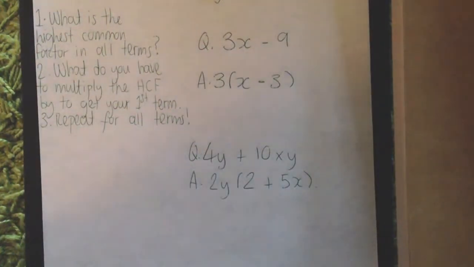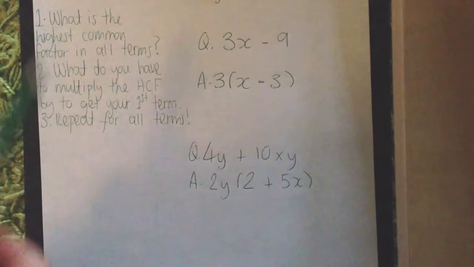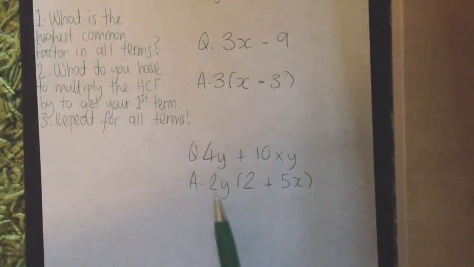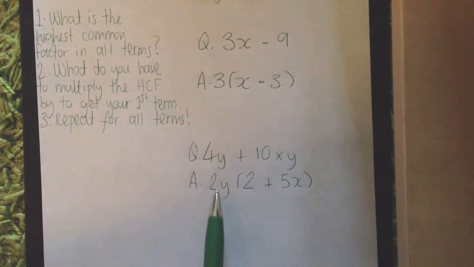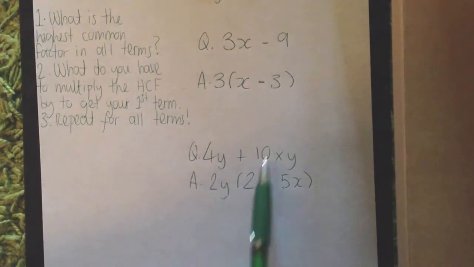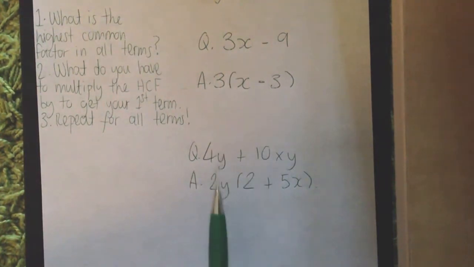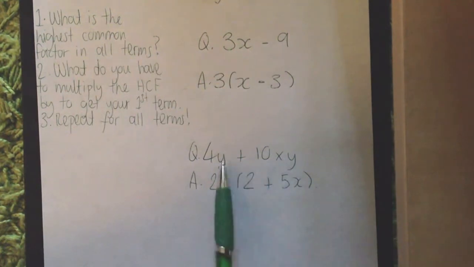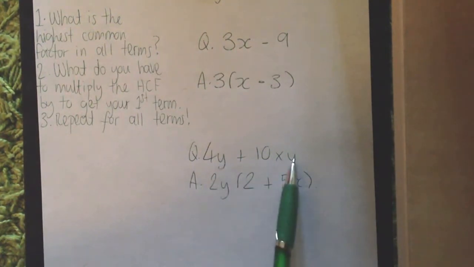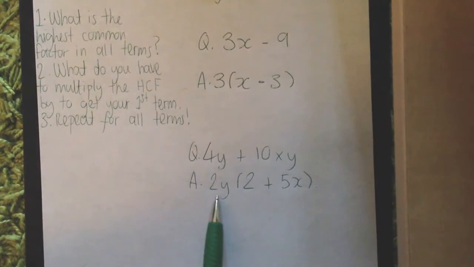So look at another example. We've got 4y plus 10xy. So we follow these 3 steps. Step 1 is look for the highest common factor. Well, numbers wise, we've got 4 and 10. They're both from a 2 times table. 2 goes into 4 twice and goes into 10 5 times. So we can put a 2. But if you look here, we've got 4y plus 10xy. We haven't got any x's in both terms, but we've got a y in both terms. So the highest common factor is 2y.